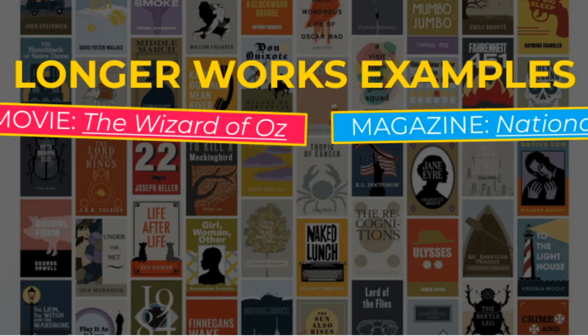When we think about plays, Hamlet is a prime example. It's a classic that explores complex themes like revenge, madness, and mortality. Moving on to magazines, National Geographic stands out because of its in-depth articles and stunning visuals that educate us about the world. For movies, The Wizard of Oz is a great example. It combines storytelling with visual spectacle and has become a cultural icon.